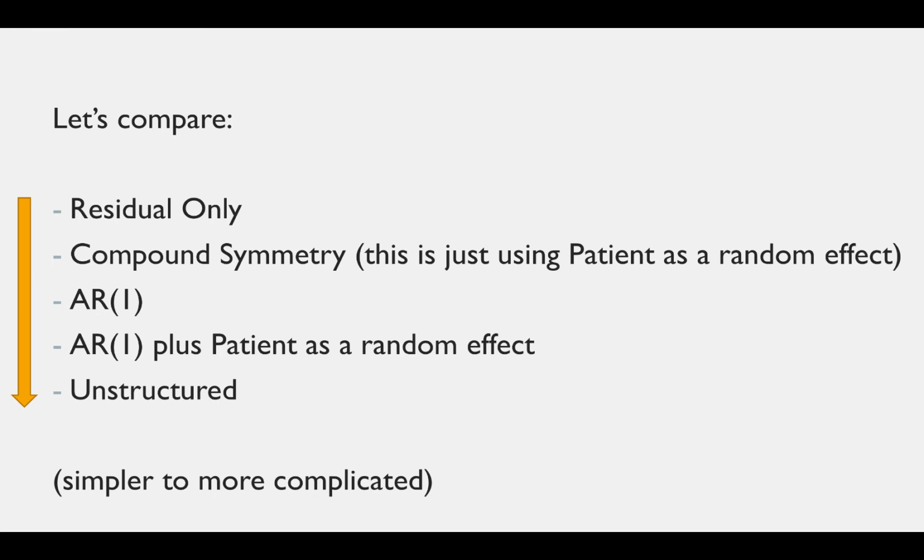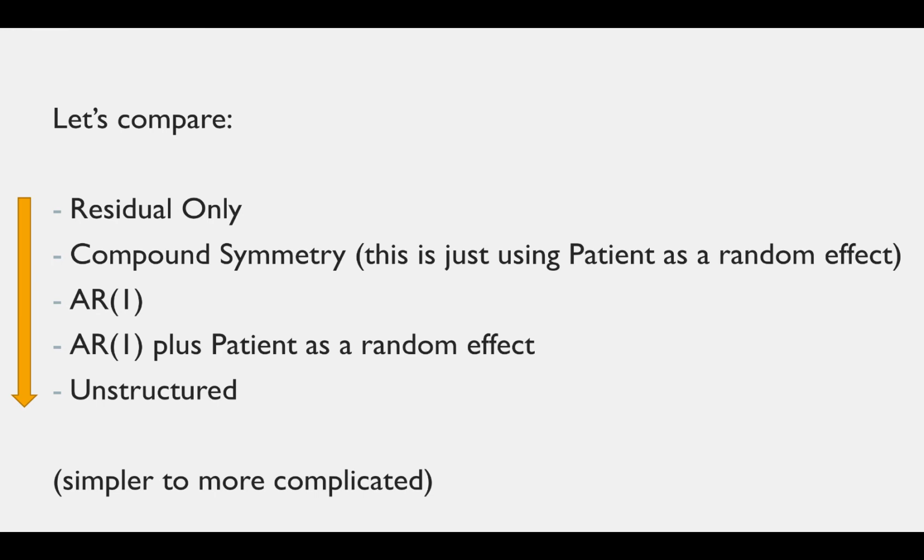So these are the methods I think we should explore. Let's look at just a residual only method. That's doing nothing for the repeated measures. That's pretending we don't have repeated measures, and we know already that that's a bad idea. Let's try compound symmetry. And compound symmetry is actually just going to be using patient as a random effect.